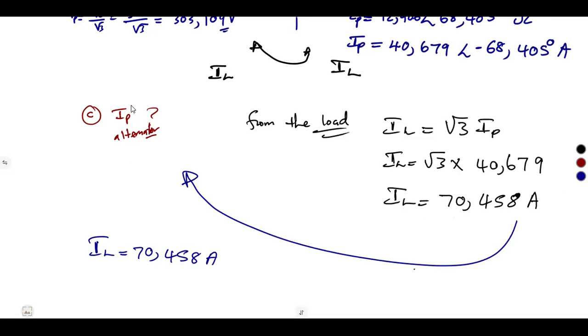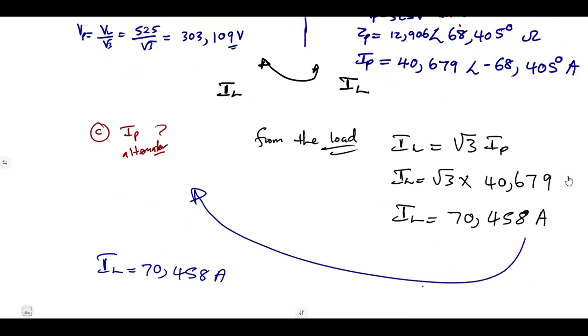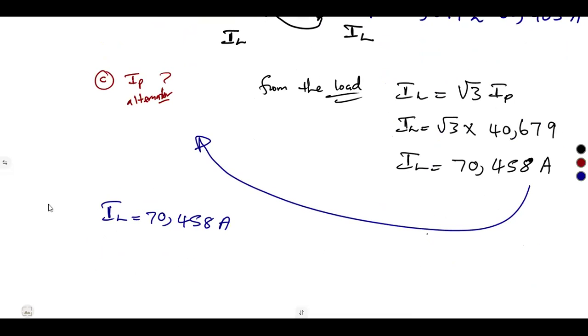But remember, they are saying we need the phase value for the alternator, which is connected in a star connection. Remember, our alternator is in a star. So in a star, what is it that we know? The phase value is equal to the line value in terms of our currents. So therefore, our phase value was going to be 70,458 amps, just like that.